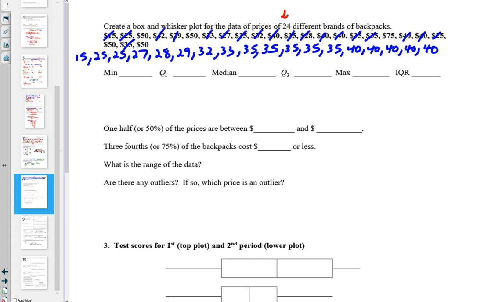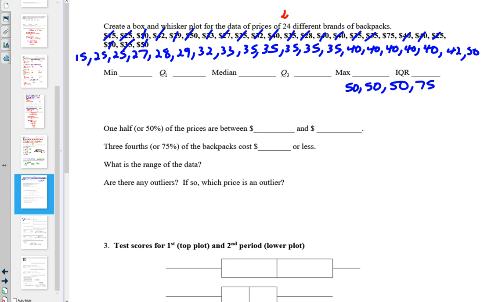42. 4 50s. Wow. 1, 2, 3, 4 50s. I'm gonna run out of space. 1, 2, 3, 4 50s. And then what? 75? That's probably gonna be an outlier. And I think that's 24.